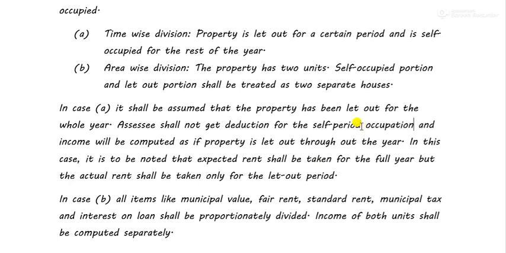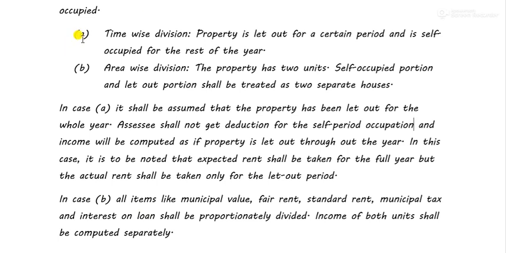Okay, so in this case, what happens? It shall be assumed that the property has been occupied throughout the year, and all the values such as municipal value, fair rent, standard rent, municipal taxes, they shall be taken for the full year, and not only for the period that the assessee has let out. Okay, so be very clear, for time wise division, everything will be taken for the full year.